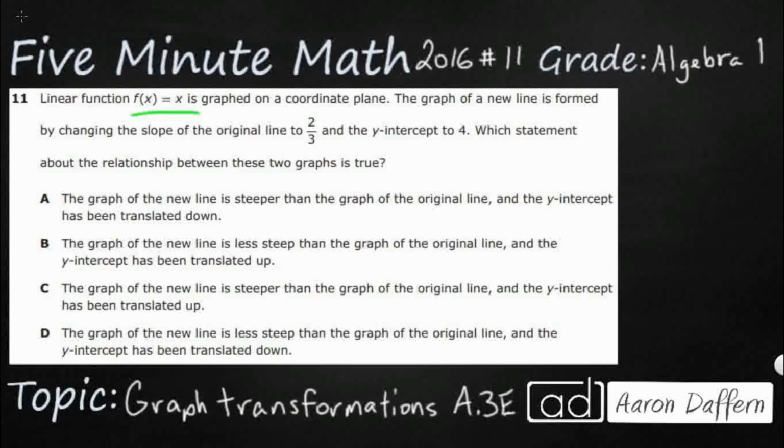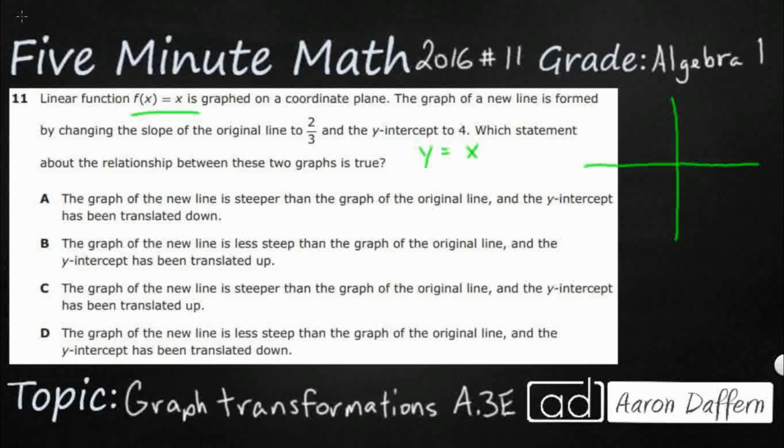So we have a linear function that's not graphed, but they say it is graphed. f of x equals x on a coordinate plane. So let's see what that looks like. If I'm going to graph this f of x equals x, well really, the f of x is going to serve as our range. So we could really look at it as y equals x.